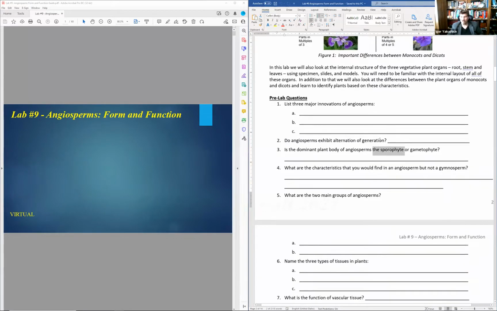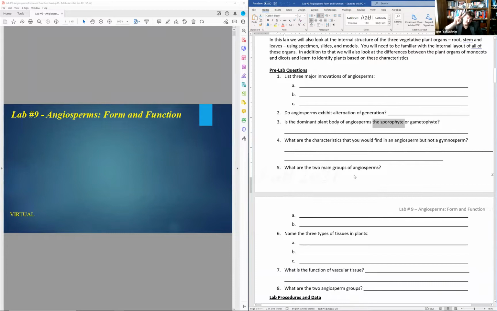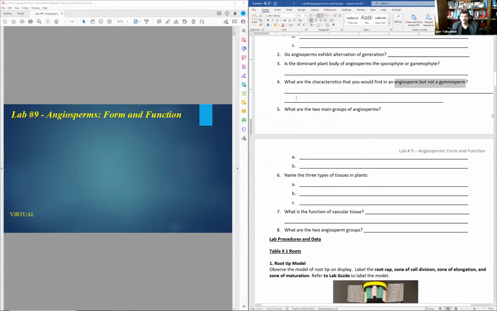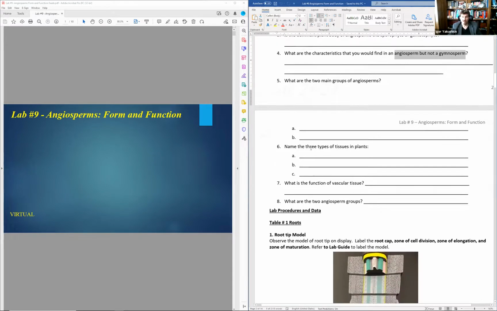What are the characteristics you will find in angiosperms but not gymnosperms? 2 major ones: flowers, fruits. The seed is enclosed in a fruit, hence the name, closed seeded plants. What are 2 main groups of the angiosperms? And that would be monocots and dicots.